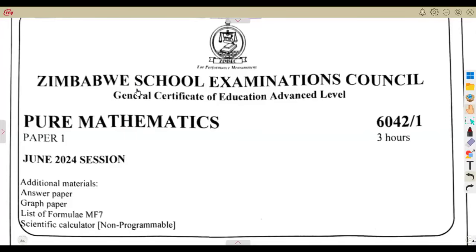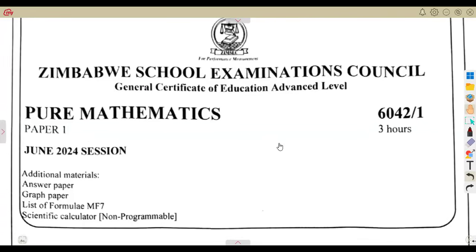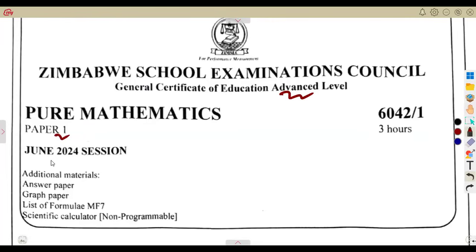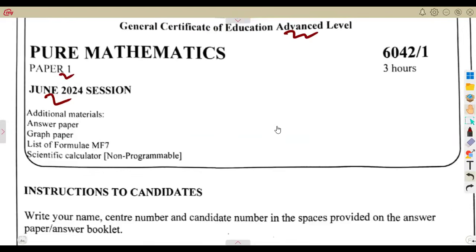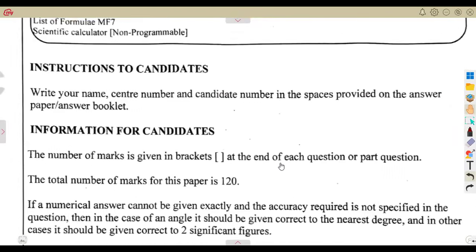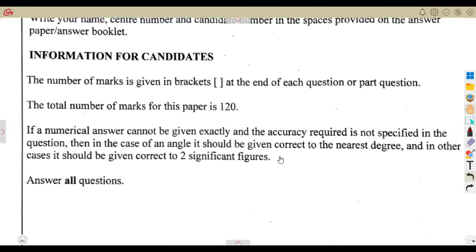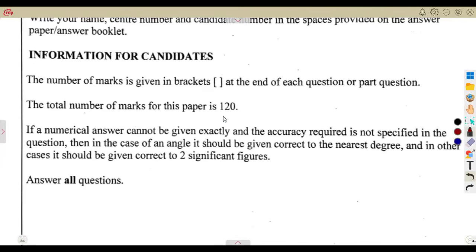All right, guys, let us consider our exam question, which is for our advanced level mathematics. In this case, that is our paper one, which we wrote in June 2024. So just going to consider the first part of our questions. Remember, this question paper has 120 marks, and you are required to give your answers to two significant figures if they are not exact, and angles to the nearest degree.